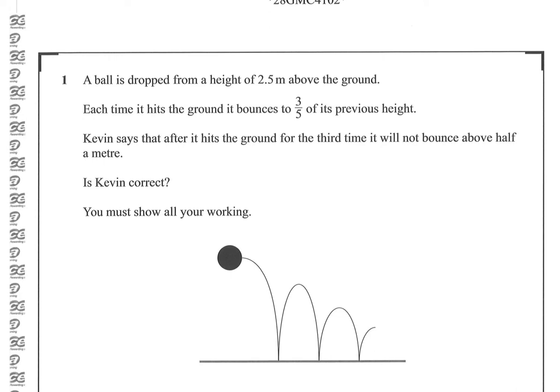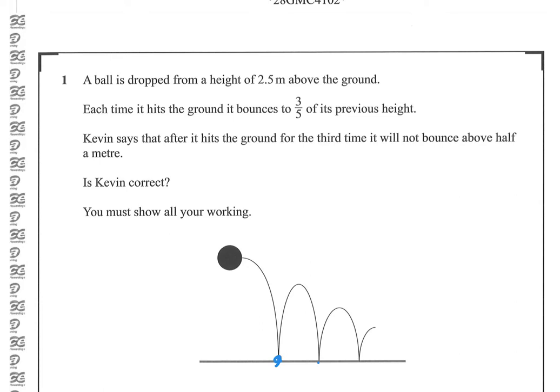Okay, question 1 says, a ball is dropped from a height of 2.5 metres above the ground. Each time it hits the ground, it bounces to 3/5 of its previous height. Kevin says that after it hits the ground for the third time, it will not bounce above half a metre. Is Kevin correct?